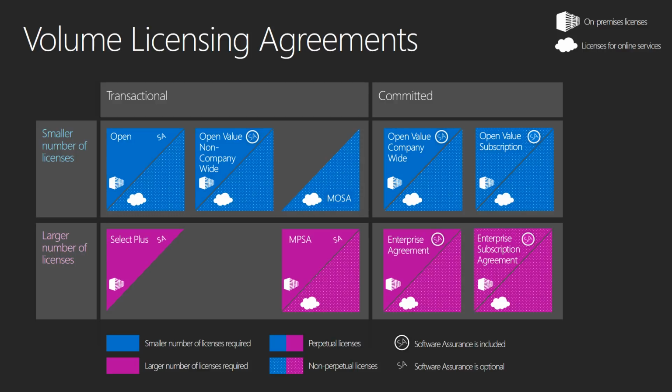Of course, since the licenses are perpetual, they will continue to be able to use these products forever. Now, if you look at the diagram, you can see that the MPSA allows you to buy on-premises licenses and SA as an optional purchase, which is what Select Plus agreement allows. But it also allows the purchase of online services under the same agreement, something that wasn't possible with Select Plus. And so the natural progression for customers who have had a Select Plus agreement is to the MPSA.